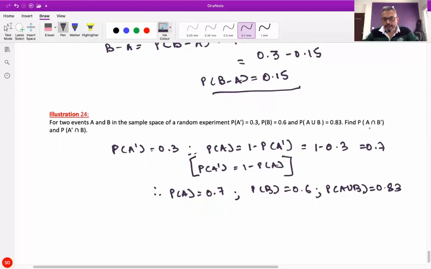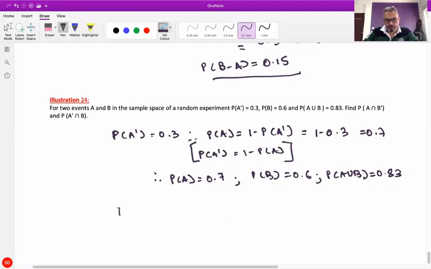Now P of B is given, which is 0.6, and P of A union B is given 0.83. Now A intersection B complement is the difference event A minus B. So first we need to find out A intersection B. How can we find it? Using the formula of law of addition: P of A union B is equal to P of A plus P of B minus P of A intersection B.